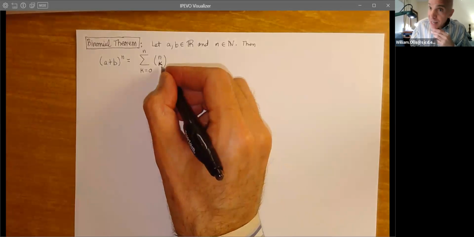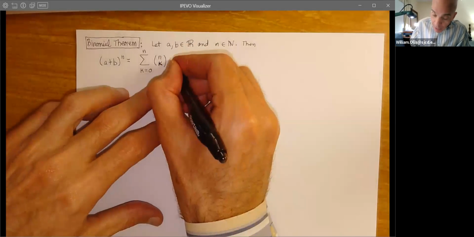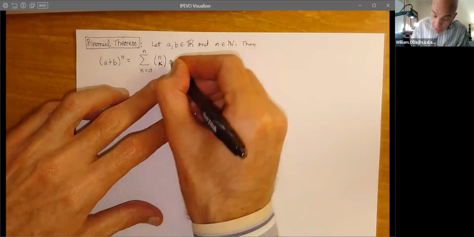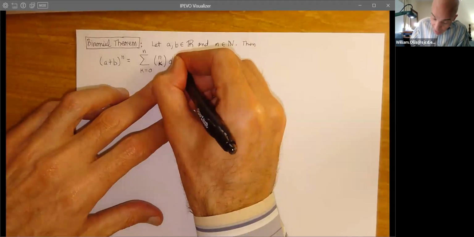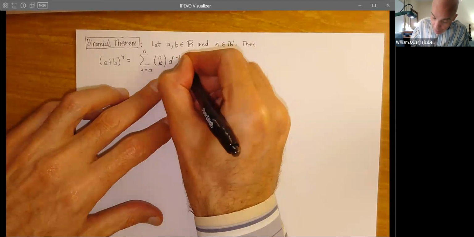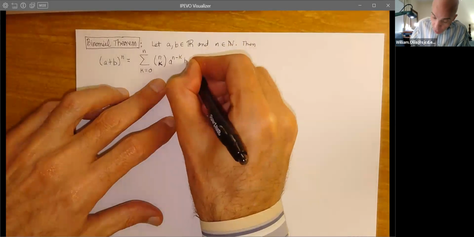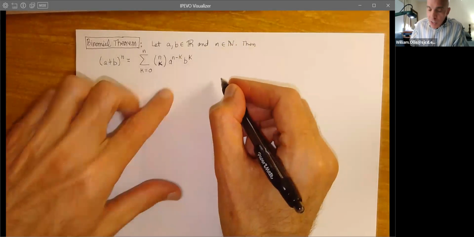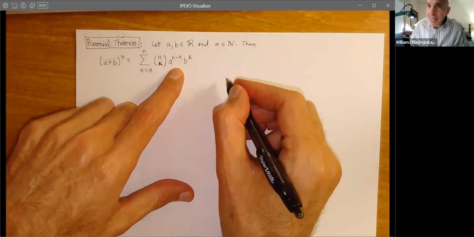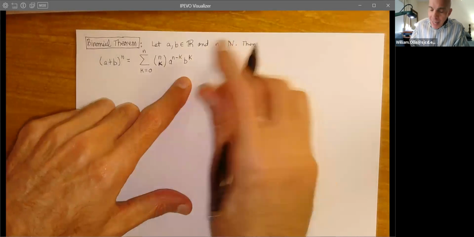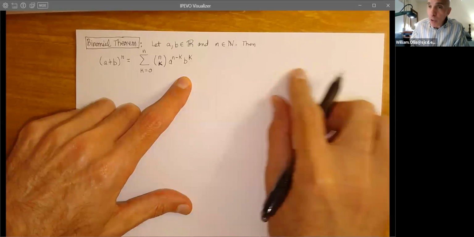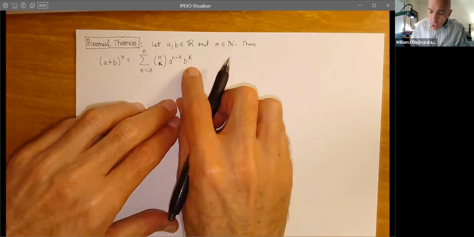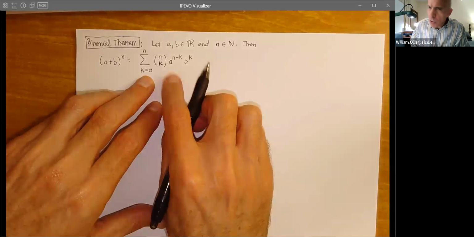You know what that is. That's the binomial coefficient. And then a will be raised to the n minus k, and b will be raised to the k. Of course, those could be switched. It doesn't matter. This is just basically going to be descending in the power of a and ascending in the power of b.